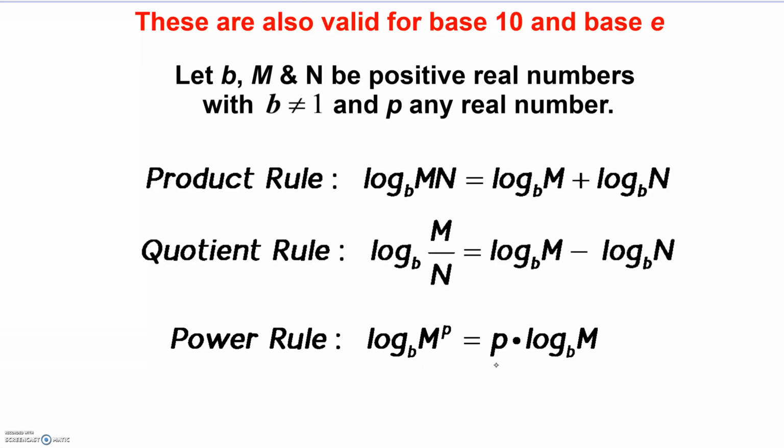Notice that these rules only apply if b, m, and n are positive real numbers. Remember, you can't have a negative base. You can't have negative numbers that you're taking the log of. Also, the base can't be 1. P can be any real number, this exponent here, but there are restrictions on the values of these. And then on yours you also have a spot for the change of base formula, so if you want to put that in there, you can.